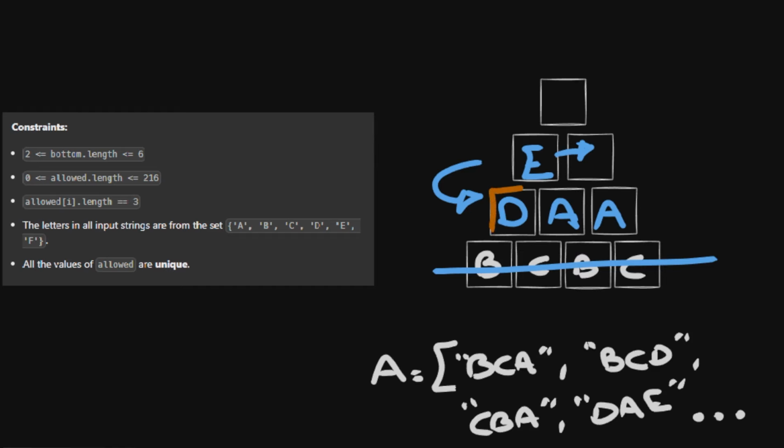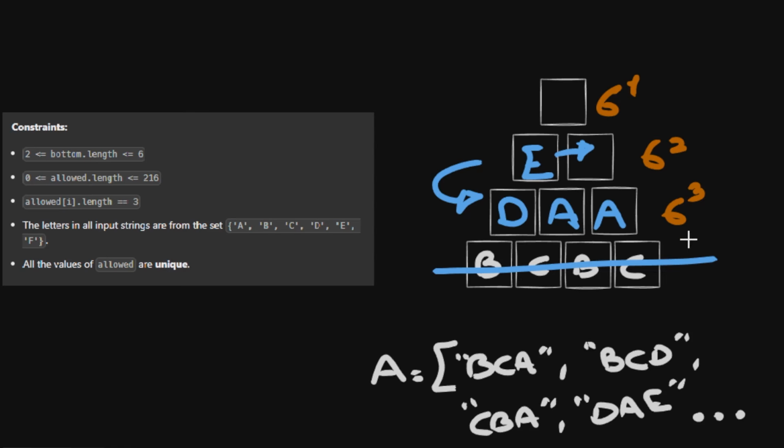So for each block, we can have up to 6 different characters if we have the required elements in allowed. So here we can have up to 6 possible different scenarios. Here we can have 6 more scenarios. Here we can have 6 more scenarios. So just in this row, we can have 6 to the power of 3 possible scenarios. Here we can have 6 to the power of 2 possible scenarios. And here we can have 6 to the power of 1 possible scenarios.